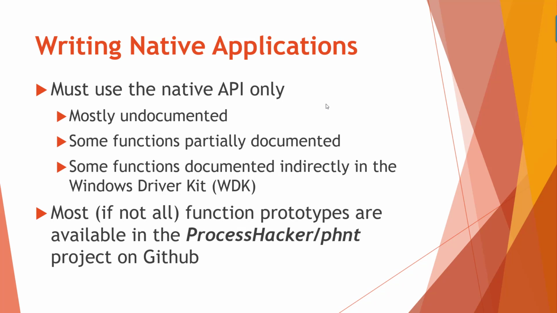And as I mentioned, we need the prototypes of these functions. So those that are documented, we have the prototypes, but those that are not, we don't. And one very good location to get all that is in the Process Hacker PHNT project that lists practically all, or at least most, of the function prototypes with all the various enumerations, whatever else you might be needing, so you can really have lots of stuff to work with when you're writing those native applications.